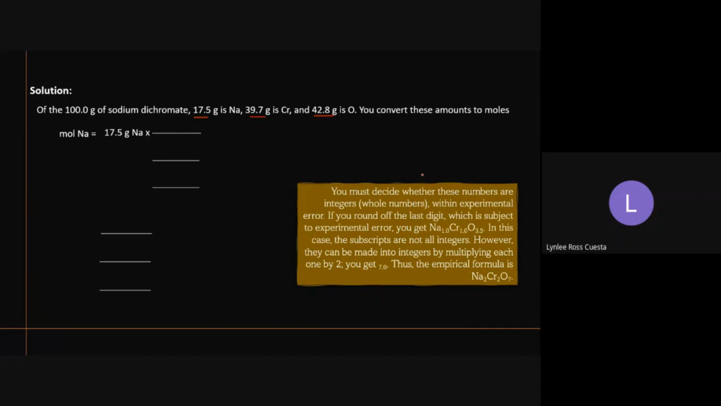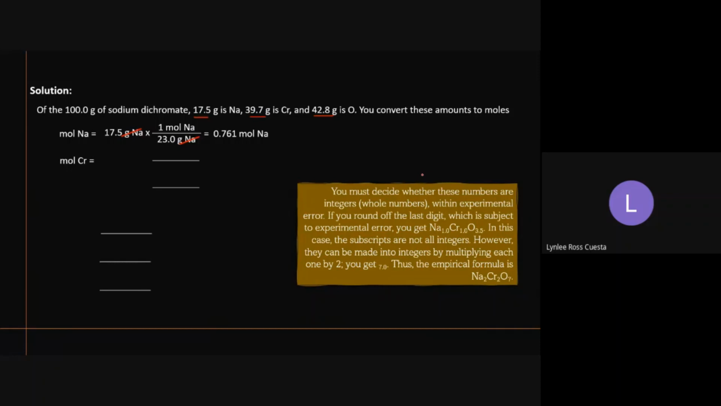You have 17.5 grams of sodium, and then you simply multiply by its conversion factor, and we know that 1 mole of sodium is equal to 23 grams of sodium. So you simply cancel out the grams of sodium, and then we'll be having our desired unit, which is mole of sodium. So you simply multiply 17.5 times 1 over 23, and then we will be getting 0.761 mole of sodium. So you do the same thing to chromium and oxygen.